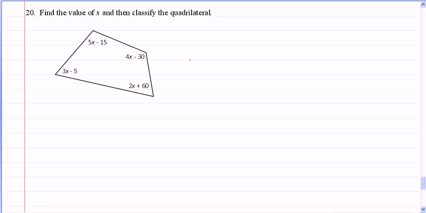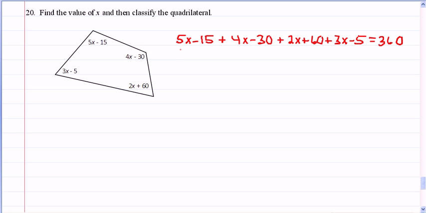For number 20, find the value of x and then classify the quadrilateral. So again, any 4-sided figure, we know that all of the angles have to add up to 360 degrees. So I take my four angles, 5x minus 15 plus 4x minus 30 plus 2x plus 60 plus 3x minus 5, and set the equation equal to 360 degrees.